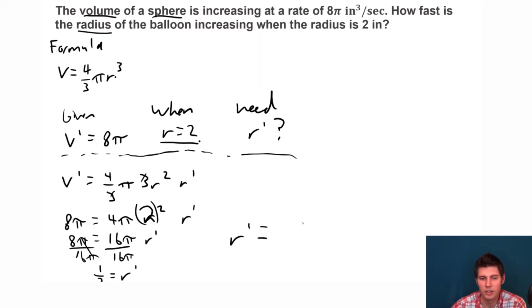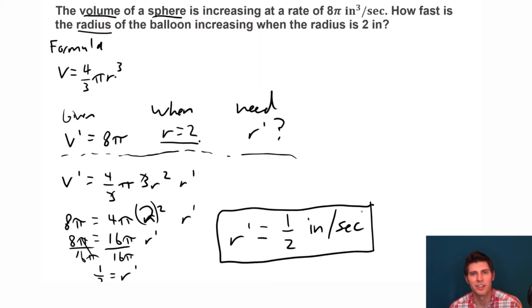So the answer is r prime, the radius is increasing at a rate of 1/2, and then to put the label in, inches per second, because radius is measured in inches, not inches cubed or squared. And that's it. That's the answer to that one.